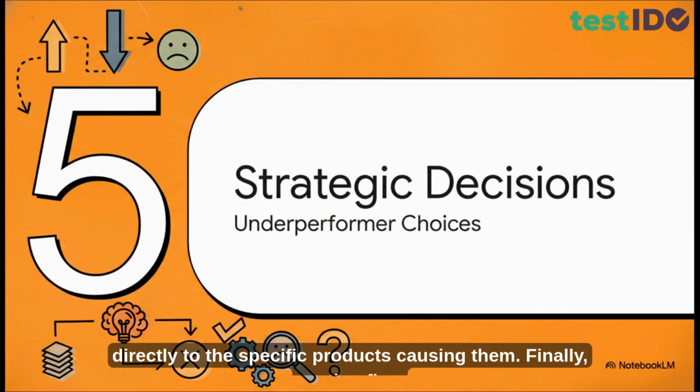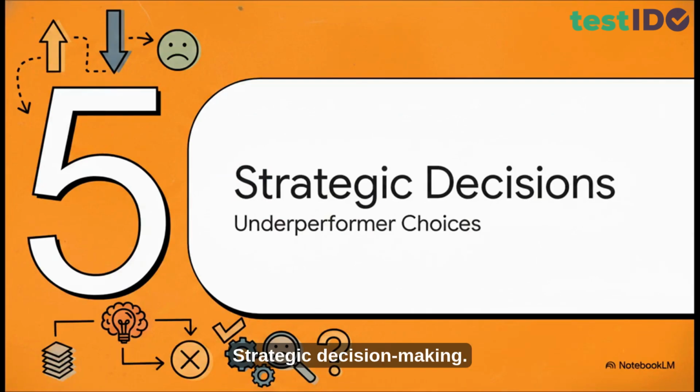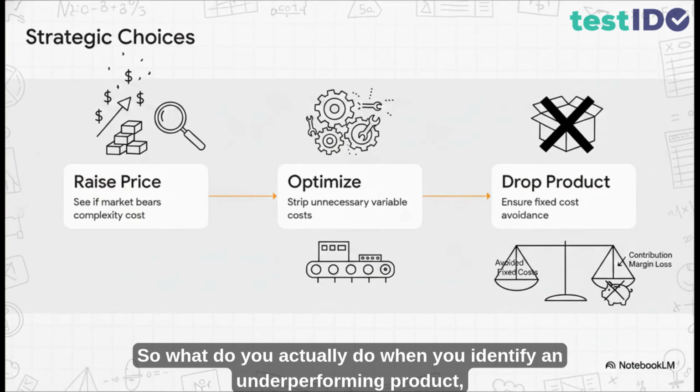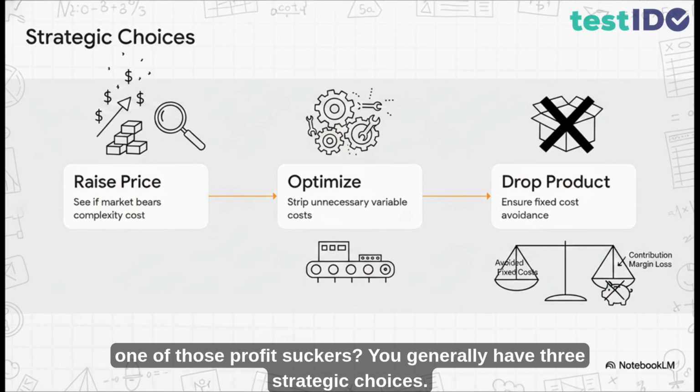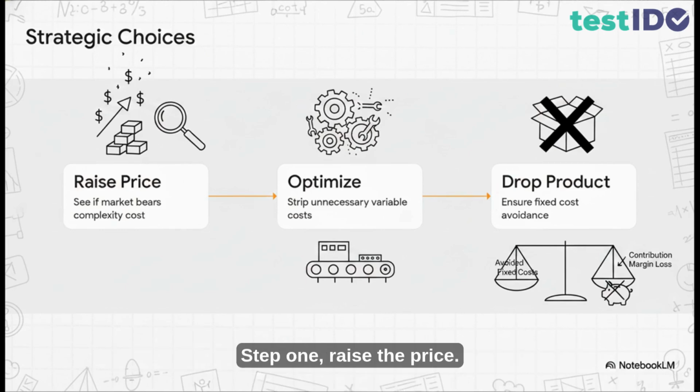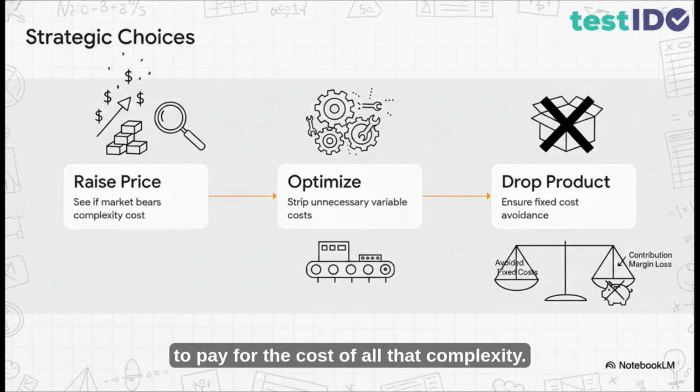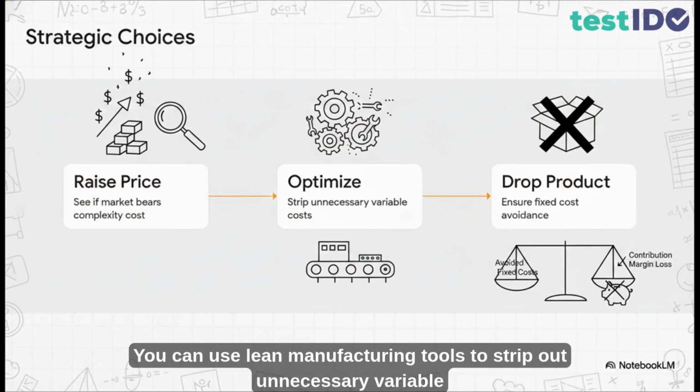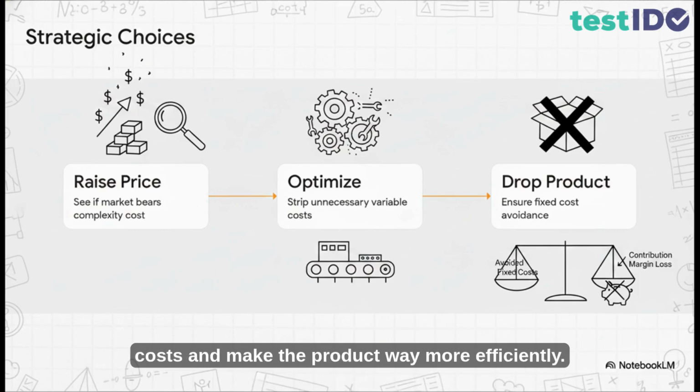Finally, Section 5, Strategic Decision-Making. So, what do you actually do when you identify an underperforming product, one of those profit suckers? You generally have three strategic choices. Step 1, raise the price. Let's see if the market is actually willing to pay for the cost of all that complexity. Step 2, optimize the process. You can use lean manufacturing tools to strip out unnecessary variable costs and make the product way more efficiently.